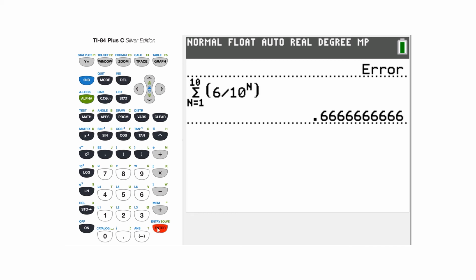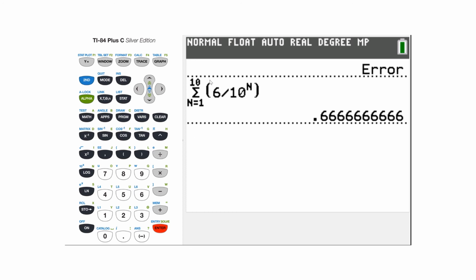And I get 0.6666, and it should probably be 10 decimal places. 1, 2, 3, 4, 5, 6, 7, 8, 9, 10. It takes it to the 10th decimal place of 6 repeating. So I could write that as 0.6 repeating, or you might recognize that also as a fraction, which is 2/3.